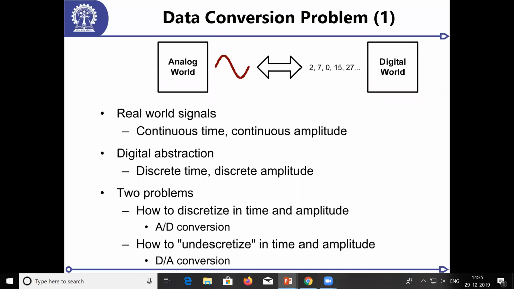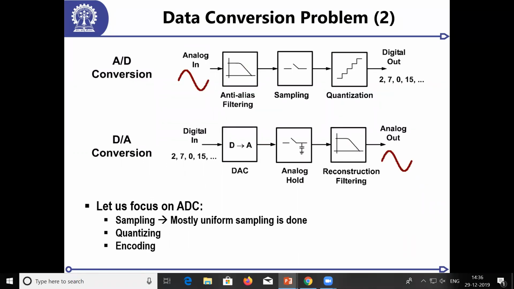How to undiscretize in time and amplitude is called digital to analog conversion. So that means from discrete amplitudes, how do I get a continuous waveform? That is a digital to analog conversion problem, where you have to use something called a reconstruction filter. I don't think I'll go into the math of these, but just to give you how it happens.